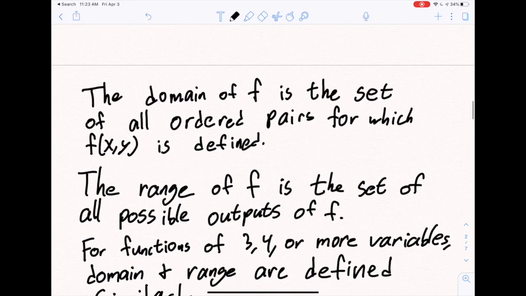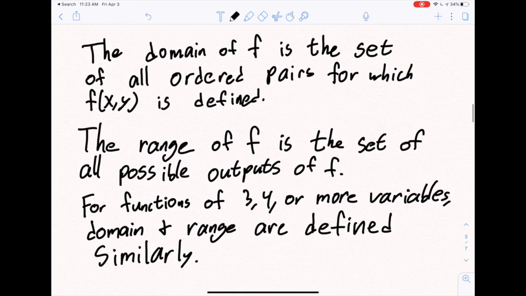All right. Let's talk about domain and range of multivariable functions. So the domain of f, if f is a multivariable function, is the set of all ordered pairs for which f of x, y is defined. The range of f is the set of all possible outputs of f. For functions of 3, 4, or more variables, domain and range are defined similarly. Basically, it's the exact same thing that it was for one variable, but instead now there's multiple inputs.